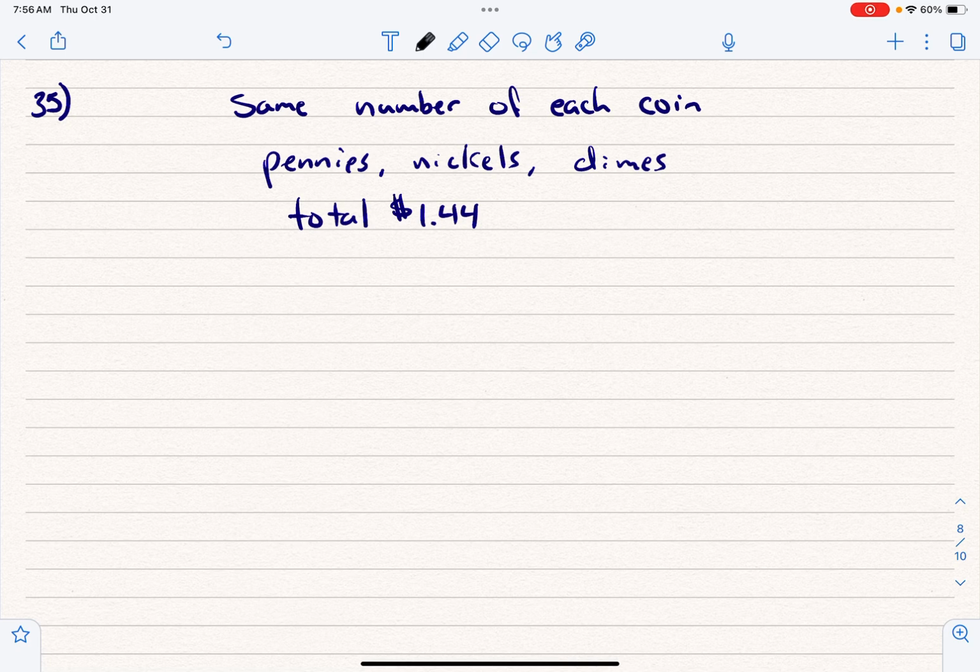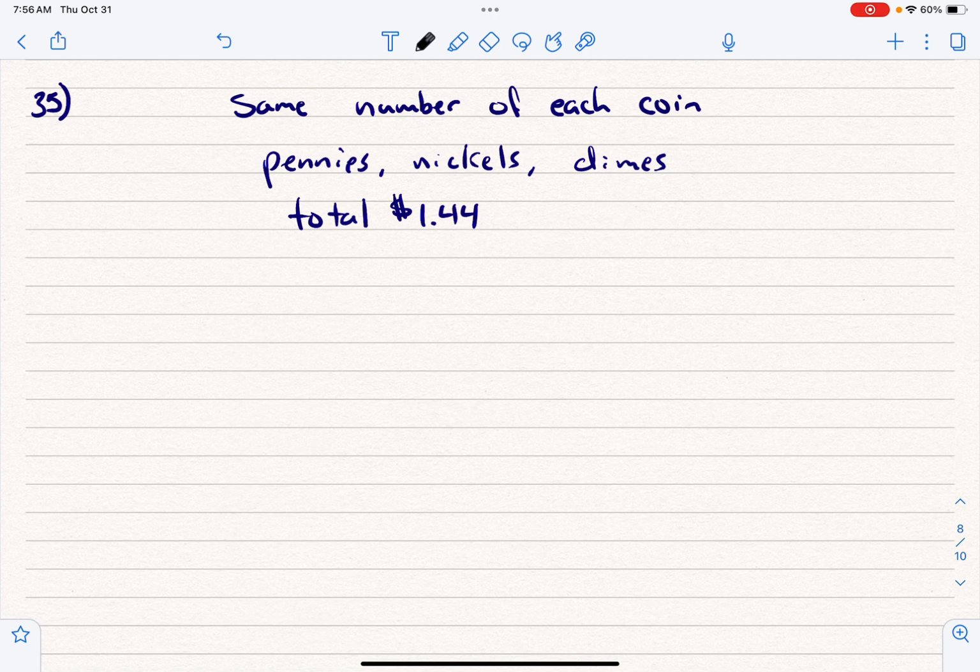But here we go. We've got a change purse that contains the same number of each coin. It's got pennies, nickels, and dimes in it, and the total is $1.44. And our job is to figure out how many of each coin is there. But the good news is we know it's all the same amount. So go ahead and think about how you would do this. Identify the variable, translate it, set up your model, and solve. You can pause the video right here.